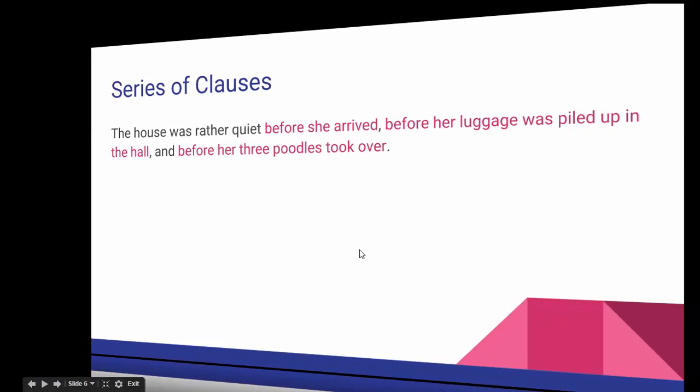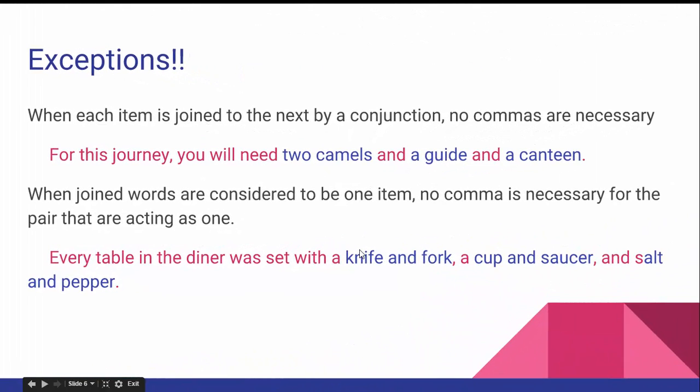Now, of course, this wouldn't be the English language without some exceptions to the rule. The first exception is when each item is joined to the next by a conjunction, then we don't need the commas. So let's take a look at the sentence right below that. For this journey, you will need 2 camels and a guide and a canteen. So we have a list of 3 items, 2 camels, a guide, a canteen. But notice that those conjunctions, and, we have 2 of them. Because the conjunction is used each time, we do not use the comma.